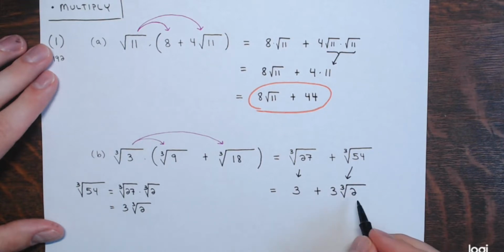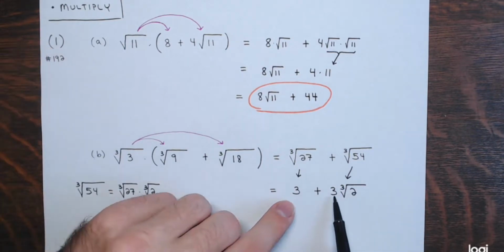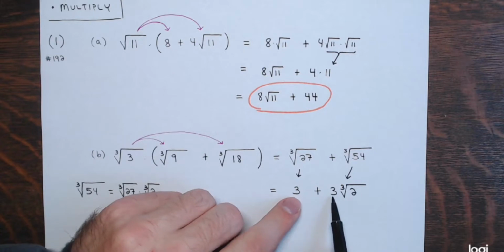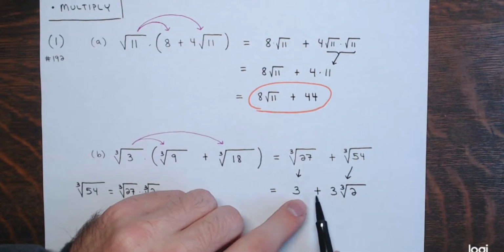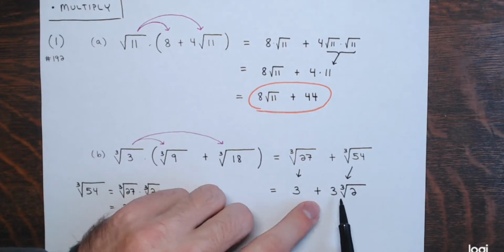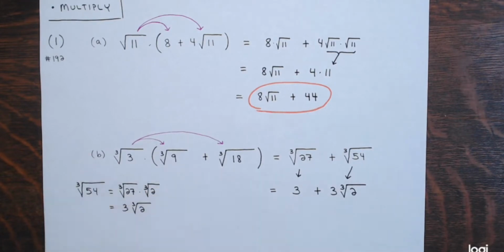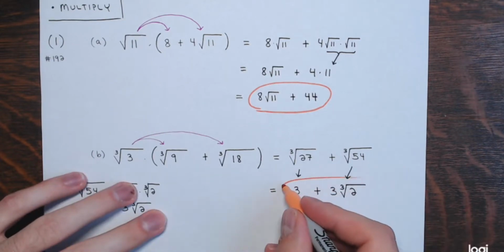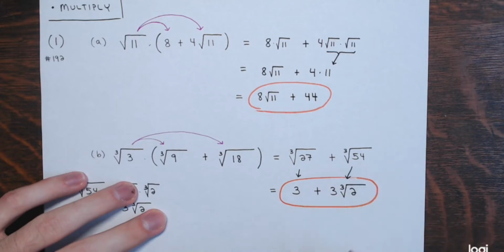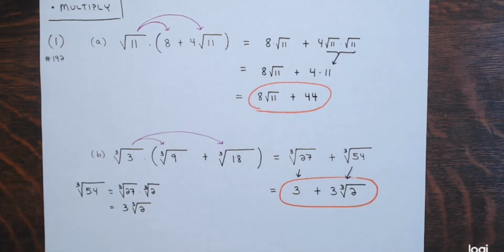And that's it. Do not add these 3's. These are not like radical terms. This term is just a constant, I mean, they're both constants, but this term doesn't have a radical, and this term does. So they cannot go together. They do not have like radical terms. So this is it. Just 3 plus 3 times the cube root of 2.